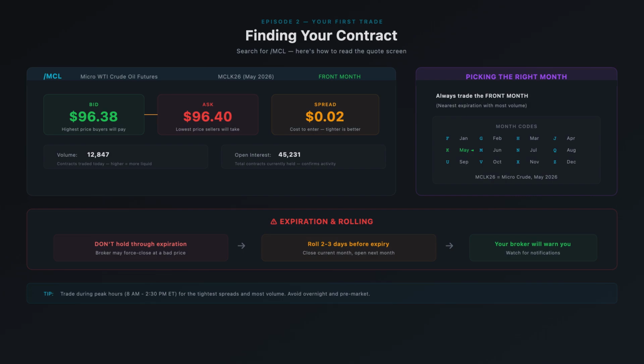Alright, your account is approved and funded. Now you need to find the right contract to trade. Open your platform and search for /MCL, that's the micro WTI crude oil contract. When you pull it up, you'll see a quote screen with a few important numbers.